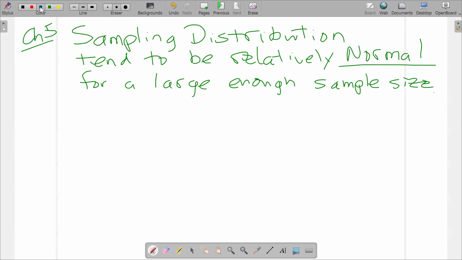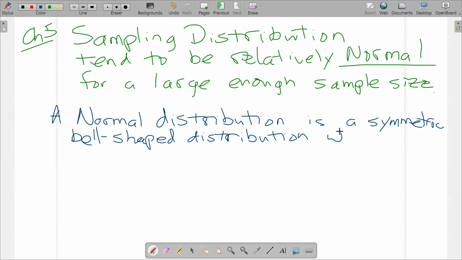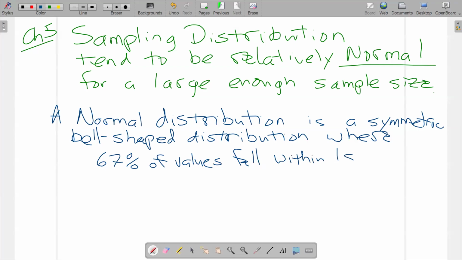Next, what does normal mean? A normal distribution is a symmetric, bell-shaped distribution where about 67% of values fall within one standard deviation of the mean.